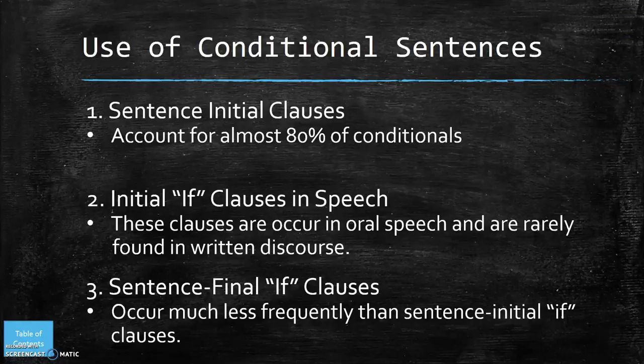Okay, and then we have initial if clauses in speech. These clauses occur in oral speech and are rarely found in written discourse. Okay, and third type, sentence final if clauses. These occur much less frequently than sentence initial if clauses. Remember we said that sentence initial if clauses account for 80% of conditionals. So there's a much smaller percentage where we see sentence final if clauses. This just means that the if clause comes after the main clause, okay? So like our sentence in the beginning, we will go skiing if it snows, okay? That's an example of sentence final if clause.